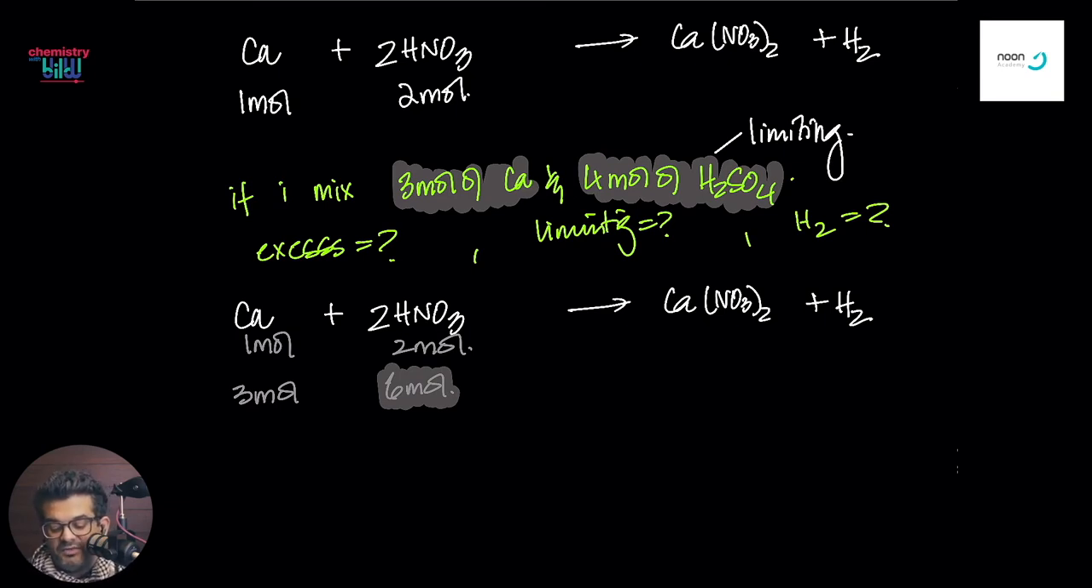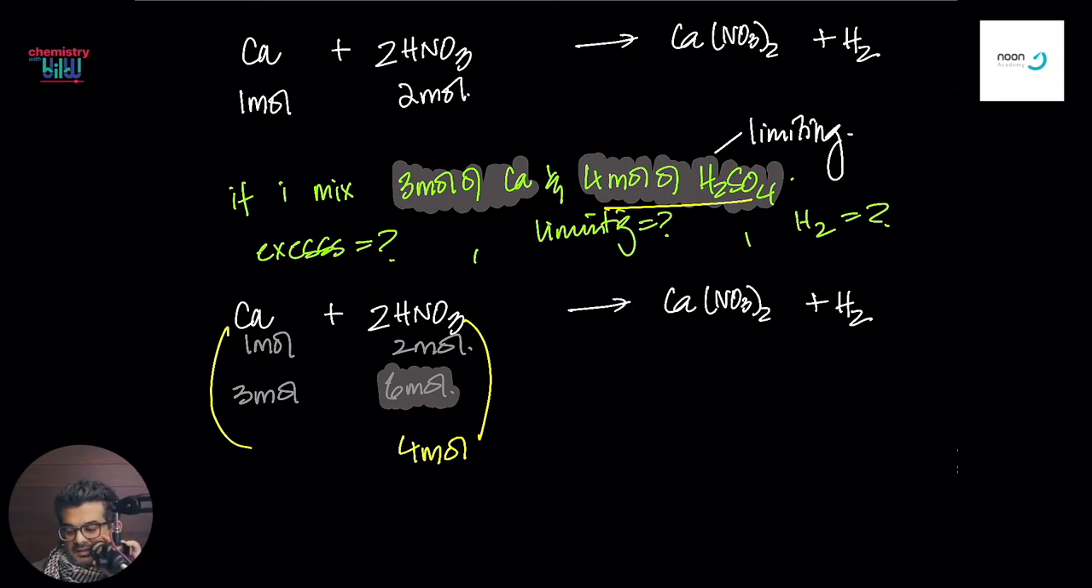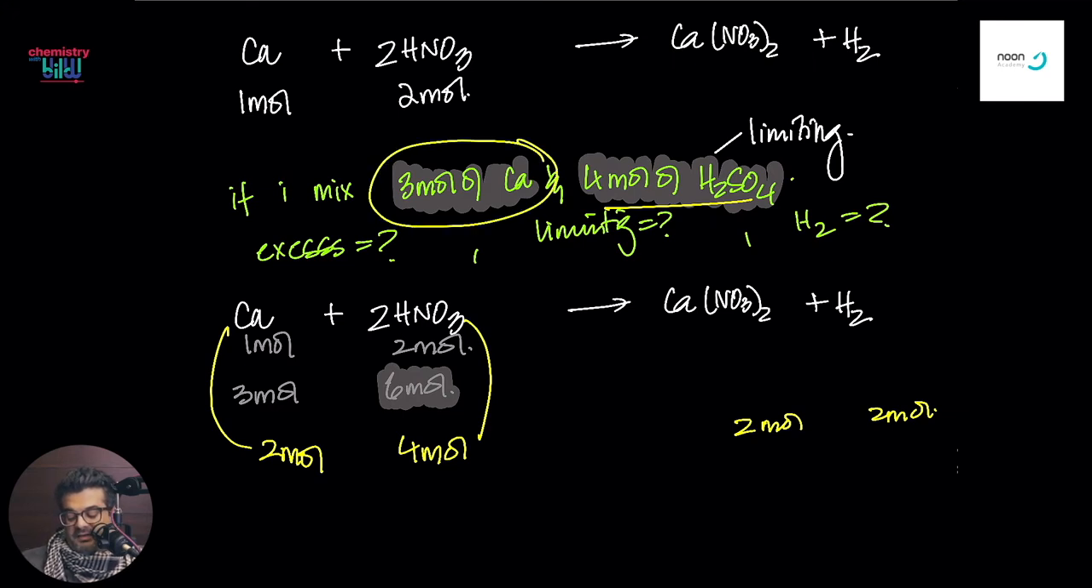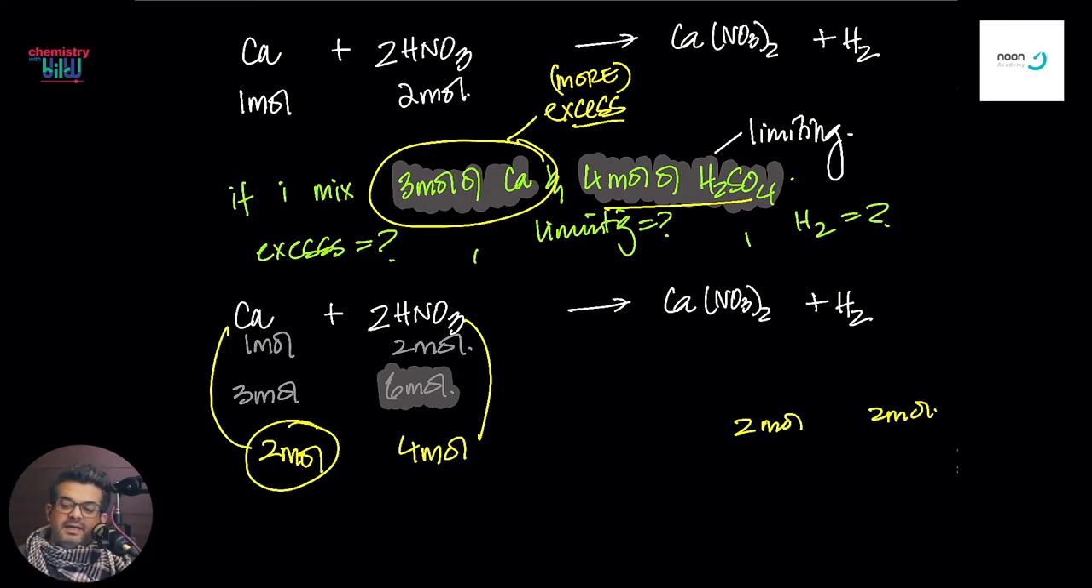And that means then I take the moles of the limiting. So I said, okay, you know what? Fine. Let's take 4 moles of nitric acid because that's what I have. How many calcium will react with 4 moles of nitric acid? Can someone tell me? Yes. 2. Then 2 reacts with 4 to make 2 and 2. So you can say that I had 3 moles of calcium, but I only needed to use 2. So calcium was more than what I need. Therefore, it's called excess. Something that is more than what I need is excess. And the other one is limiting. Are we all following this now? Yeah? Okay.